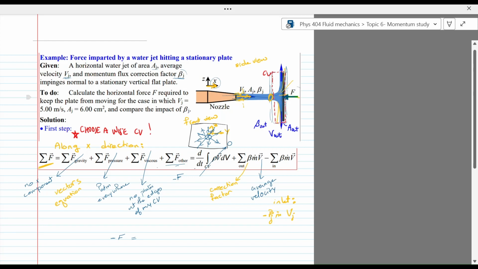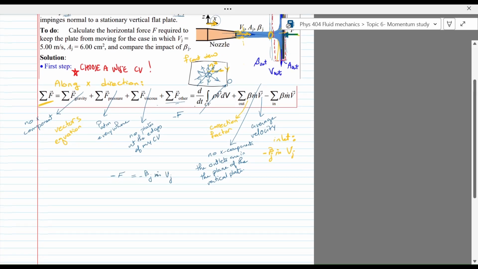However, all of the outlets are in the ZY plane, which is the vertical plane containing the plate, and none of these outlets have any X components. So actually, my outlets will just cancel out because they have no X components. The outlets are in the plane of the vertical plate. So I'm stuck with just this inlet and this force F here, and thus my equation will just simplify to this.